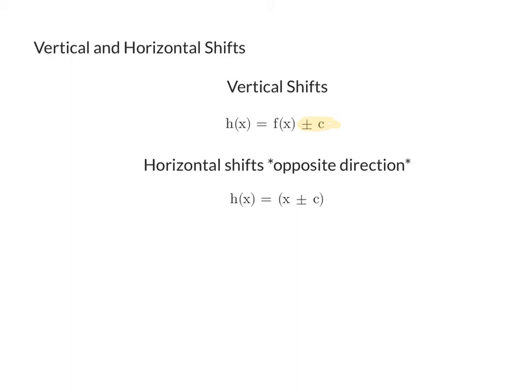However, when it's a horizontal shift, it takes place either within your parentheses or sometimes within your absolute value, so like x plus or minus c on the inside of your absolute value. And the one thing I always like to say, it's opposite of what you think. If you know that you're shifting to the right, it's actually going to be a minus on the inside. However, if you shift to the left, it's going to be a plus on the inside. Okay.